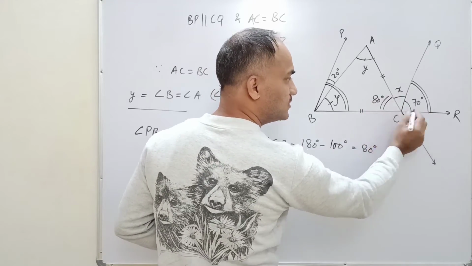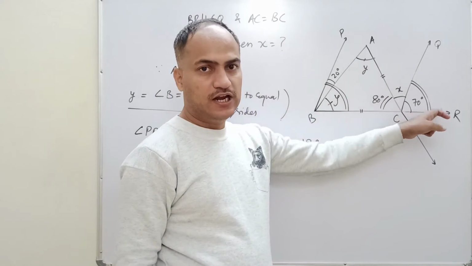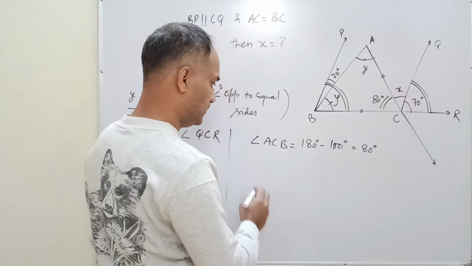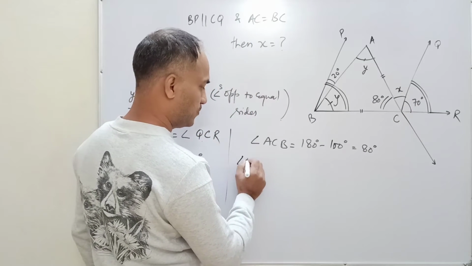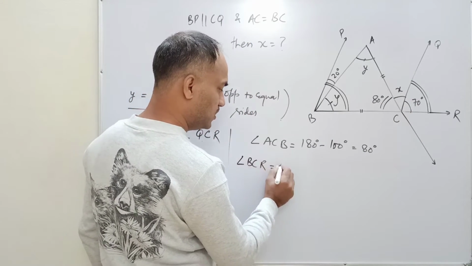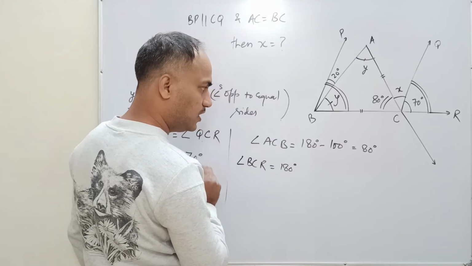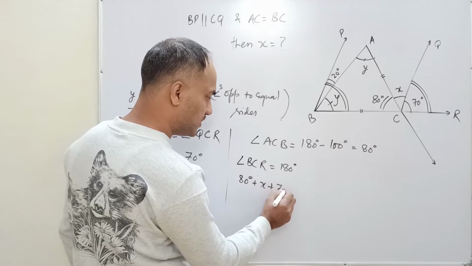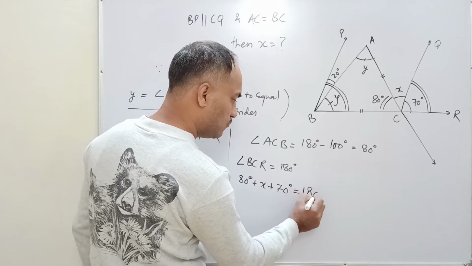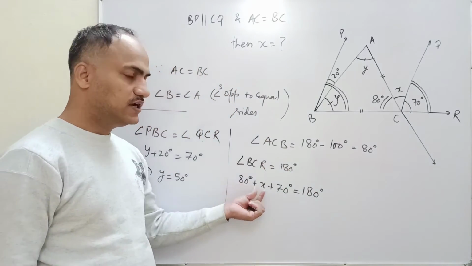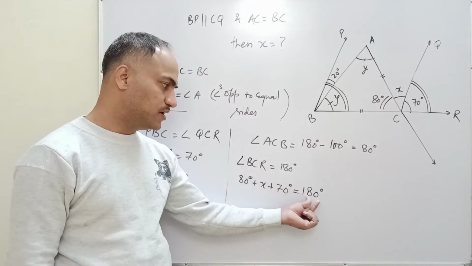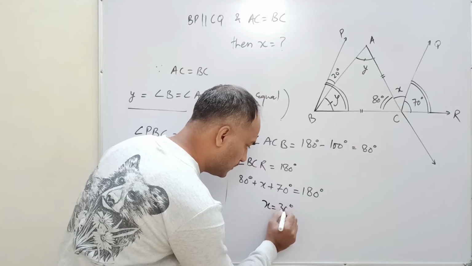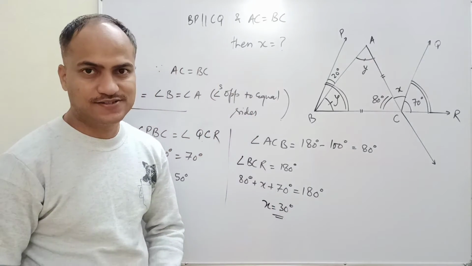Now we know easily that this is a straight angle, 180 degrees. So 80 plus 70 plus x. So angle BCR is equal to the straight angle, 180 degrees. So 80 plus x plus 70 will be 180 degrees. Okay, so 80 plus 70 is 150. Subtract 150 from this, so we get x is equal to 30 degrees. Okay, this is the final answer.